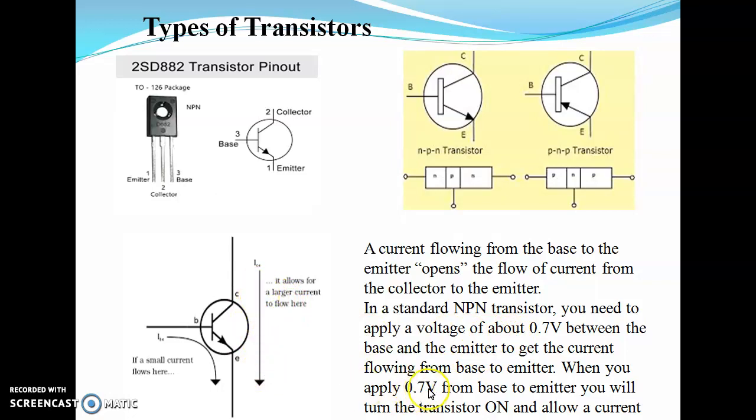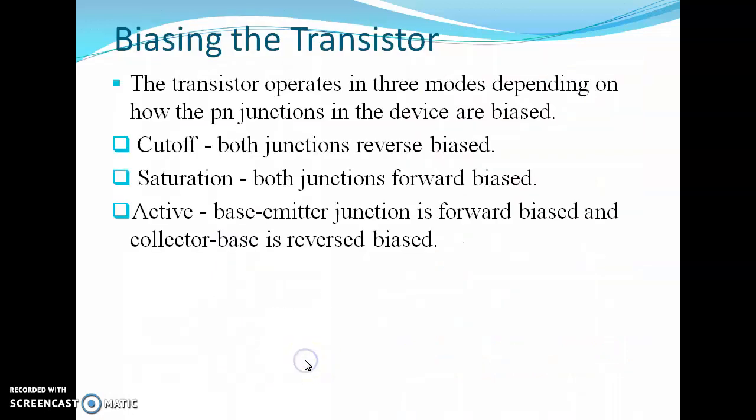When you apply 0.7 volt from base to emitter, you will turn the transistor on and allow a current to flow from collector to emitter. You can see the direction. So when we apply 0.7 volt between base and emitter, a large amount of current will flow from collector to emitter. This is how the transistor will start working.